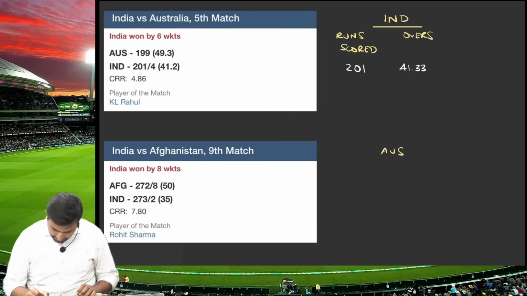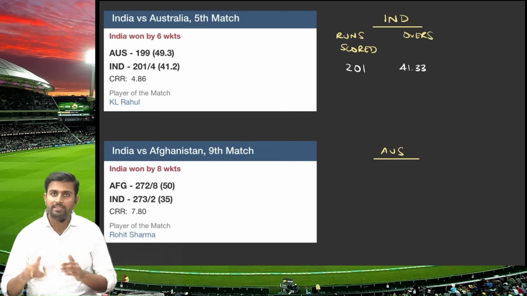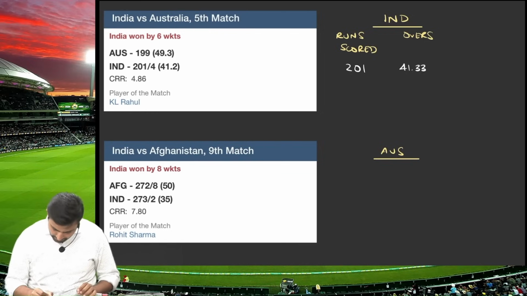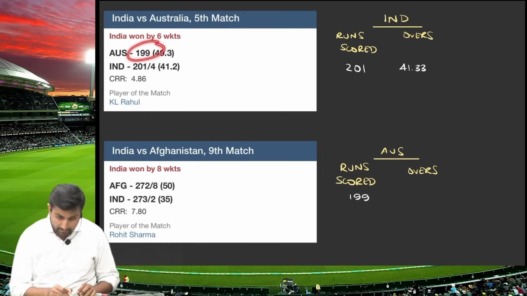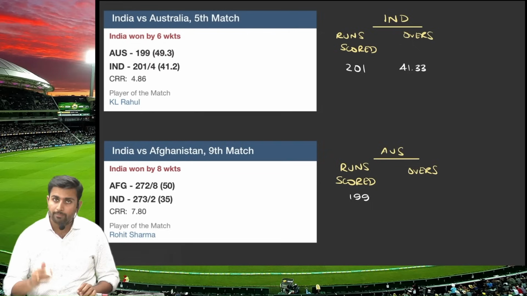And in the same match, obviously, runs scored by India is equal to runs given by Australia, whereas runs conceded by India. So here I will say runs scored by Australia in the given number of overs. Australia has scored how many runs? Australia has scored 199 runs here. And this is in 49.3 overs.